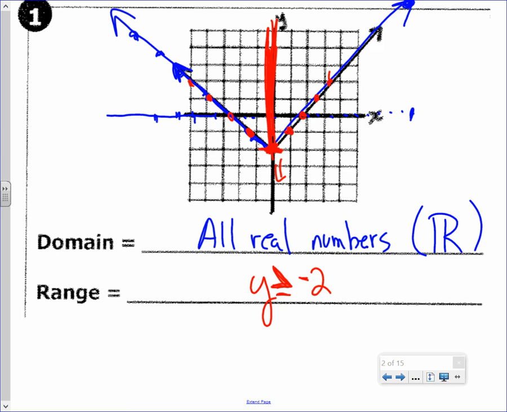Greater than is whatever the Pac-Man wants to eat, whatever is greater. So think of the mouth. That's the way I memorized it when I was your age, the Pac-Man. The mouth wants to eat what's bigger. So the way I would read this is y is greater than or equal to -2. That's the range. Those are the possible y values that exist for this function.